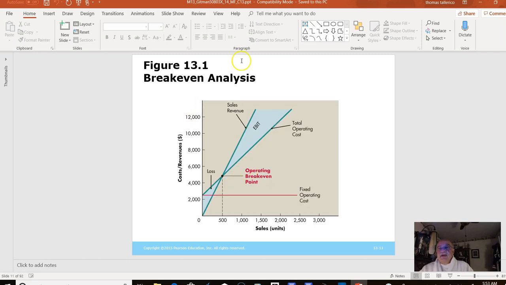Alright, so here's the break-even analysis. Here's the sales revenue line. Here's the operating cost. So you're at a loss here, and here you're at your EBIT. And right here's your operating break-even point, 500 units. See that? So this graph shows graphically what we just did on the previous slide.